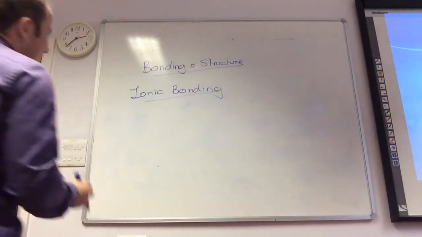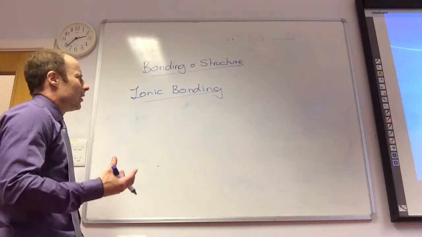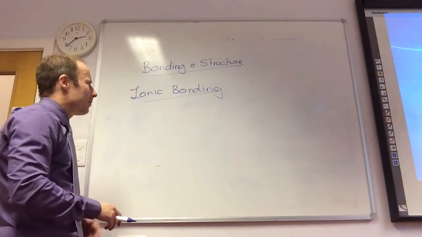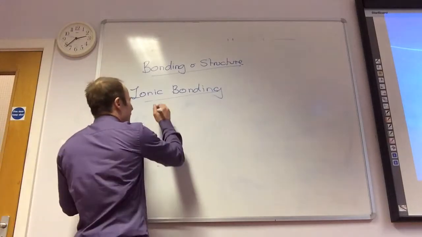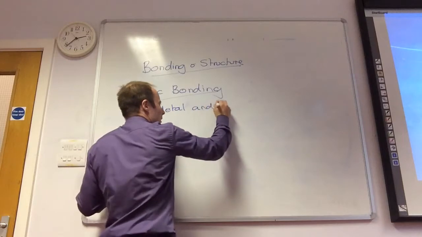So for the first part of this bonding and structure unit, we basically recap GCSE. The first one is we're going to look at ionic bonding. Ionic bonding is between a metal and a non-metal.